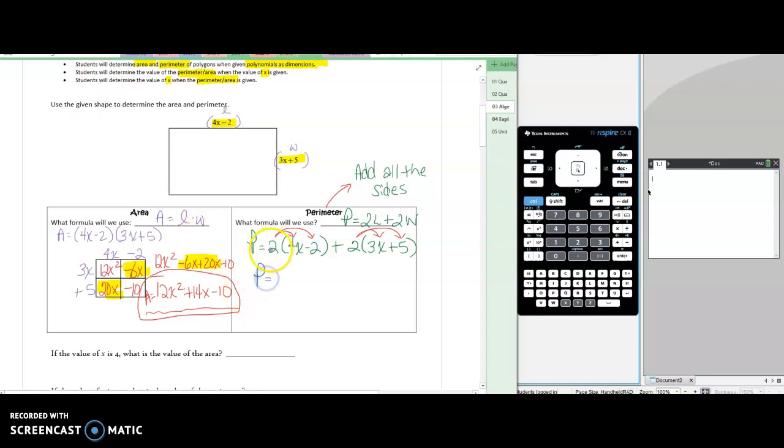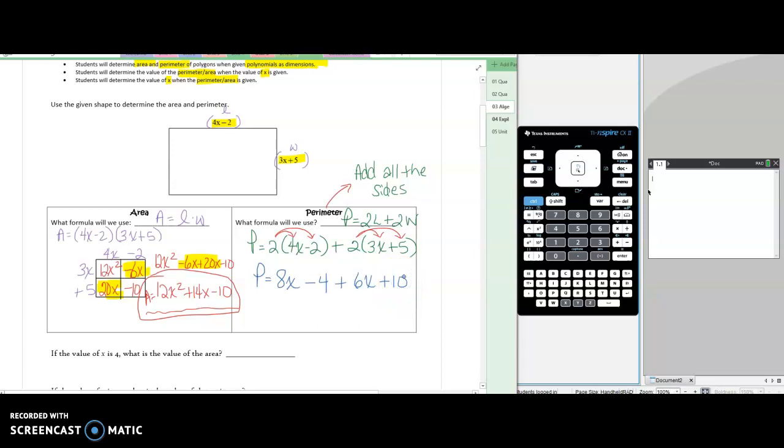So we have P is equal to 2 times 4x is 8x. 2 times a negative 2 is a negative 4. Okay, we're done with this one. Do not forget this second part here. This is what happens a lot. Plus 2 times 3x is 6x. 2 times 3 is 6. And don't forget your x. And then 2 times 5 is 10.